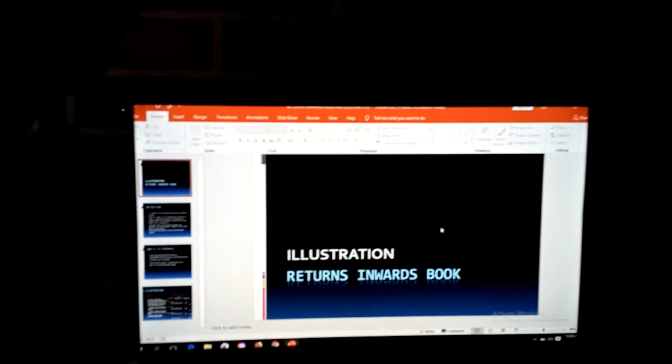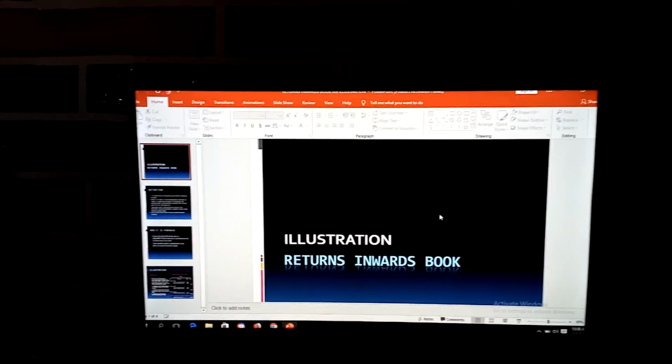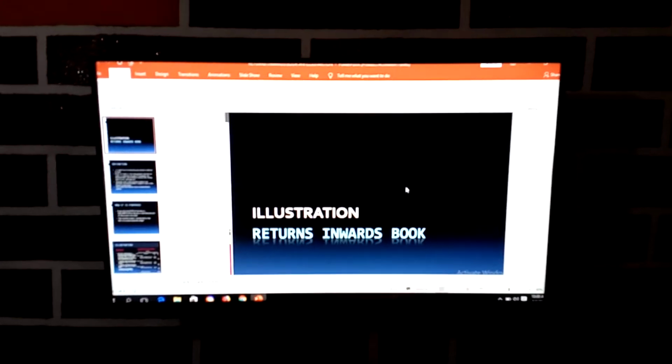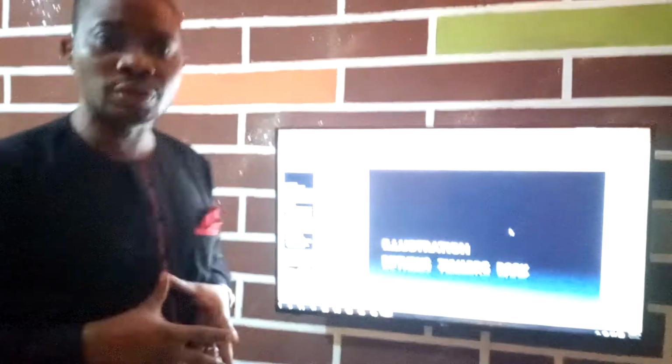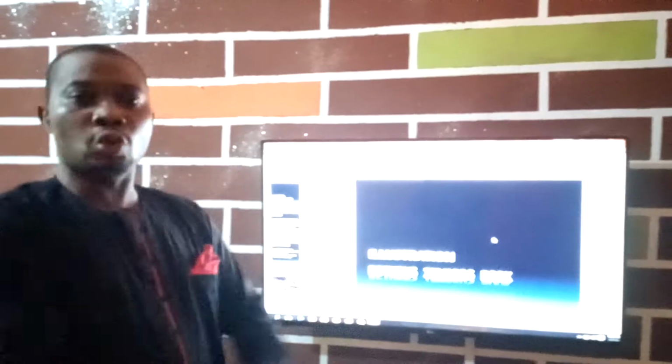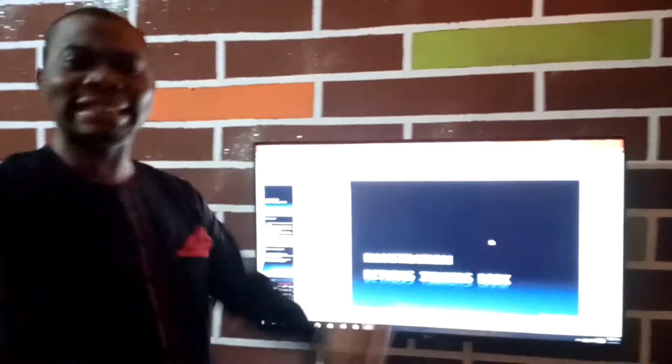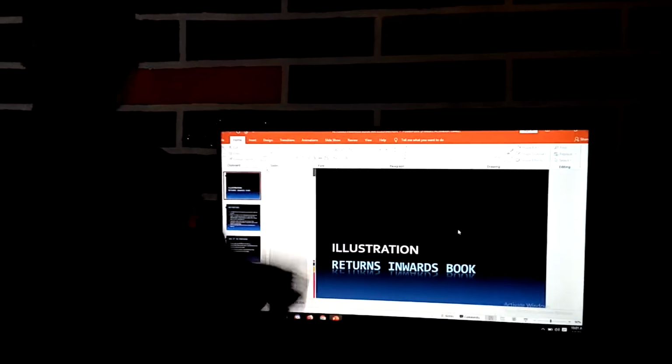Recall that the sales day book is a specific book of account used for recording sales made on credit. Now, it is possible that out of the sales made, some of the products sold will be returned. These returns out of sales have to be recorded in a particular book. The book used for recording returns out of credit sales is called the returns inward book.